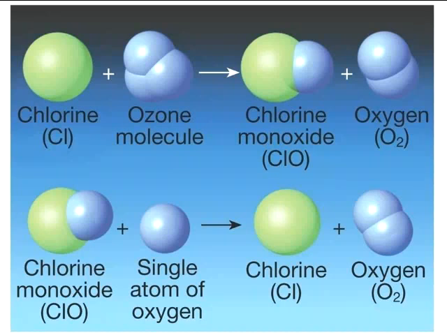CFCs release chlorine into the ozonosphere. Chlorine reacts with ozone to form chlorine monoxide and oxygen. Chlorine monoxide reacts with a single oxygen atom to form chlorine and oxygen. The chlorine atom remains unaffected through chemical reactions and can destroy many thousands of ozone molecules.